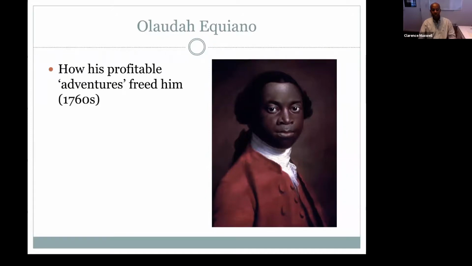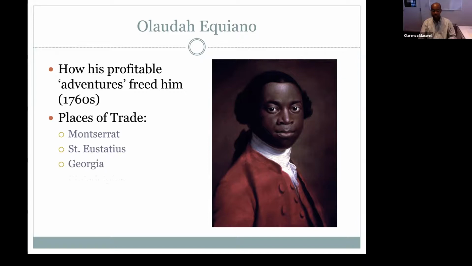To give an idea, if you ever read Olaudah Equiano's book, it's all in there. His activity of trading, his adventures, which can also be called profits, which can also be called capital, he ultimately utilized to free himself in the 1760s. And Bermudians themselves also engaged. Much of the places he traded with, Montserrat, St. Eustatius, Georgia, and Philadelphia, are exactly the places that Bermudian sailors went. In fact, he himself encountered Bermudian mariners.